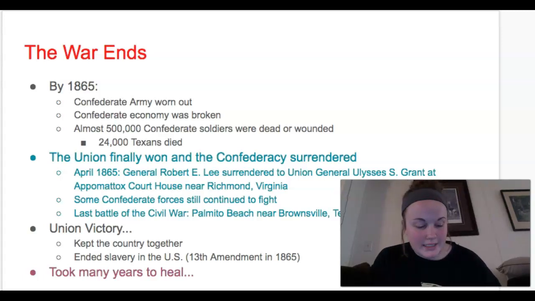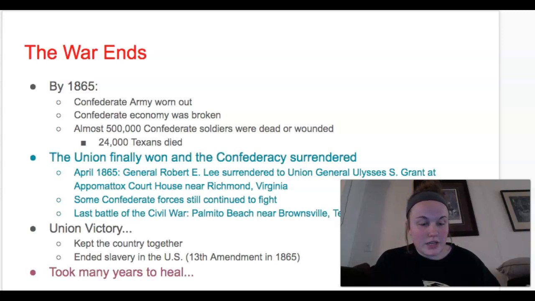In April 1865, Confederate General Robert E. Lee surrendered to Union General Ulysses S. Grant in the village of Appomattox Courthouse near Richmond, Virginia. But other Confederate forces fought on. On May 13, 1865, Texas troops defeated Union soldiers at the Battle of Palmetto Ranch near Brownsville, Texas. It was the very last battle of the Civil War.